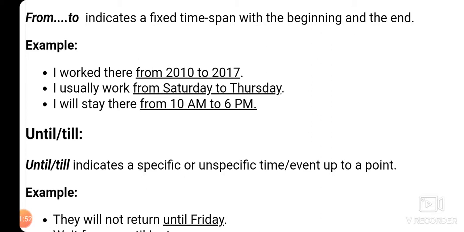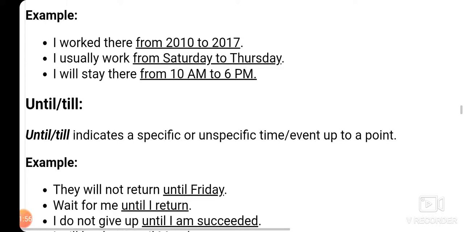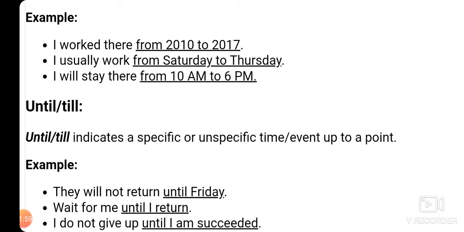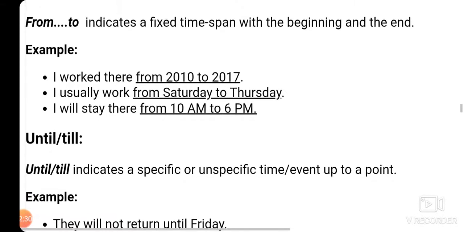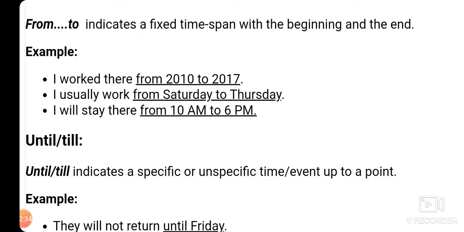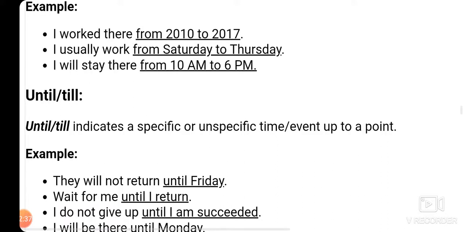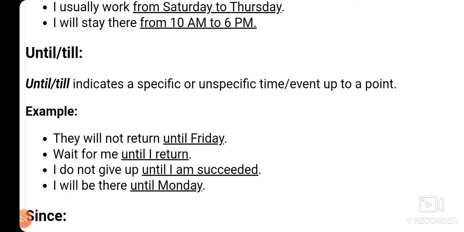Sentence number 2, I usually work from Saturday to Thursday. So Saturday to Thursday means there is also Sunday, Monday, Tuesday and Wednesday. So the whole duration, how many days do I work? I work from Saturday to Thursday. I will stay there from 10 a.m. to 6 a.m. Here also the duration of the whole stay at some place is given by using from and to. So we use from and to when we indicate the fixed time spent or the total duration between 2 points of time.